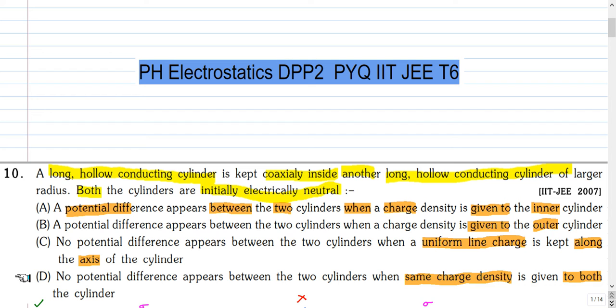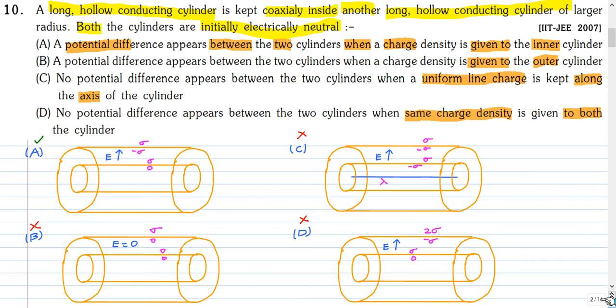You can pause the video and attempt this question. Here is the solution. So let us analyze the options individually. Option A, when a charge density is given to the inner cylinder. So when a charge is given to the inner cylinder, it's a conducting cylinder, so the charge will go to the outer surface.